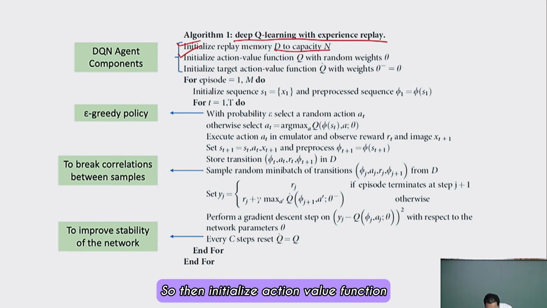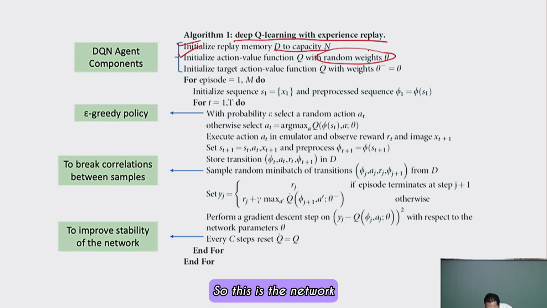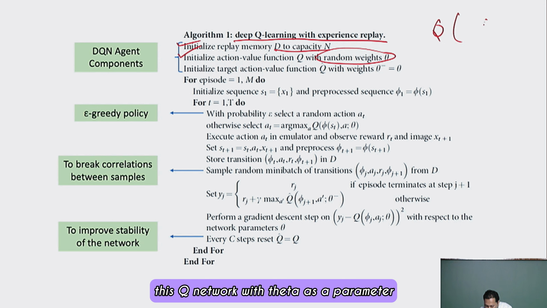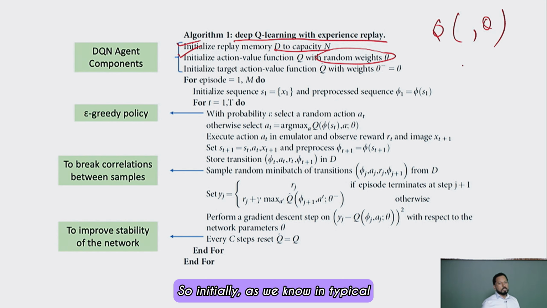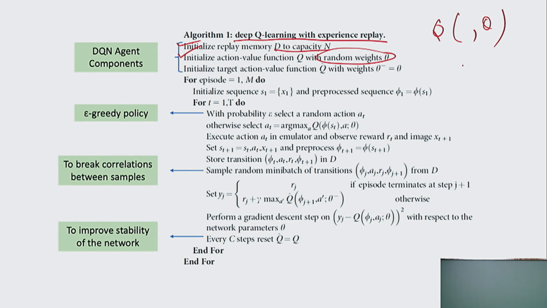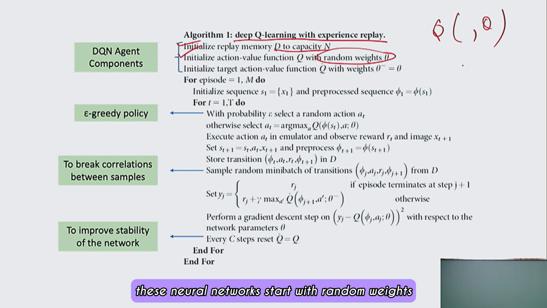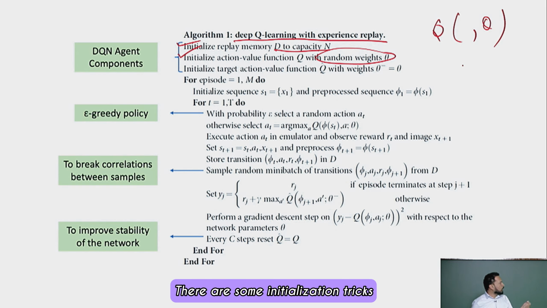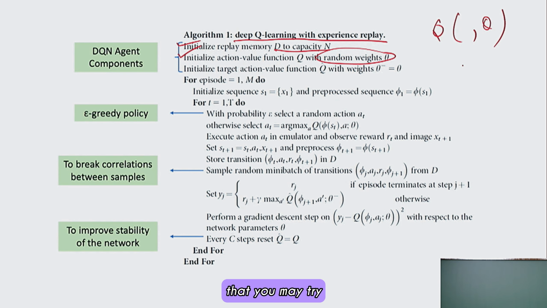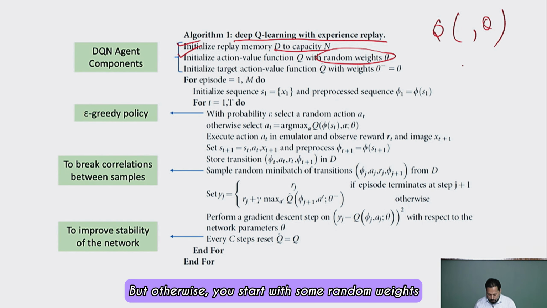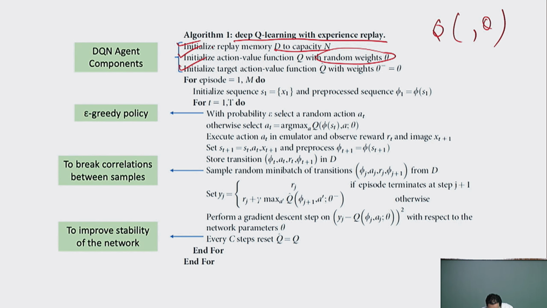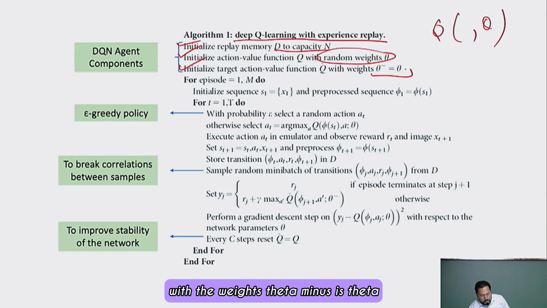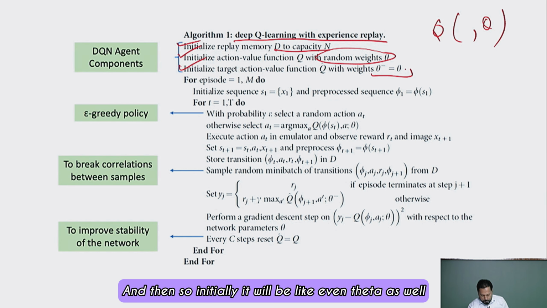Then initialize the action value function Q with random weights. This is the network that you are trying to learn, this Q network with theta as a parameter. Initially, as in typical machine learning, these neural networks start with random weights. There are some initialization tricks that you may try, but otherwise you start with some random weights. Initialize the target action value Q hat with the weights theta minus equal to theta, so initially it will be the same as theta as well.